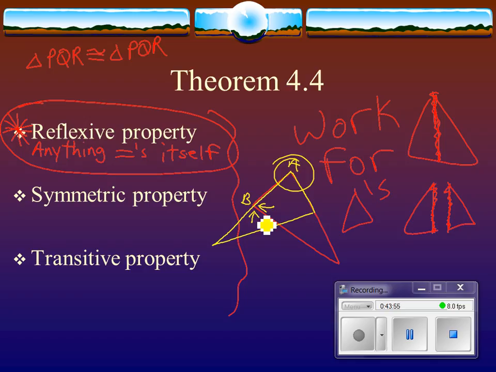All right? This is more important. We'll use this a whole bunch. That's one of the easy things. If you see that they share a side, you can say, hey, they share that side because of the reflexive property. Should be one of the easy things to pick out. Symmetric property. Anybody remember what the symmetric property says? If what?